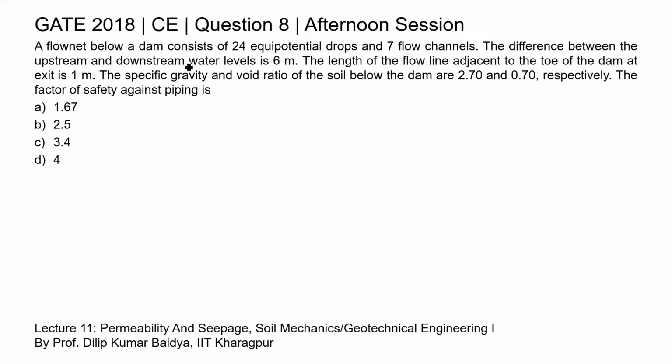So, in this question, the flow net related data, that is the number of equipotential drops and flow channels, are given for a seepage condition below a dam. The difference between the upstream and downstream water level is also given as 6 meter. The length of the flow line at the toe of the dam at exit is given as 1 meter, and the soil properties, that is the specific gravity and void ratio of the soil below the dam, are given as 2.7 and 0.7 respectively. Now we need to calculate the factor of safety against piping.